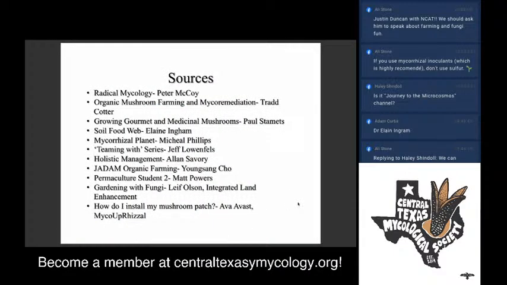Some of that might be better covered in a more open discussion. So I'm going to get through some good sources that I used to put this presentation together. Radical Mycology by Peter McCoy is a great book.